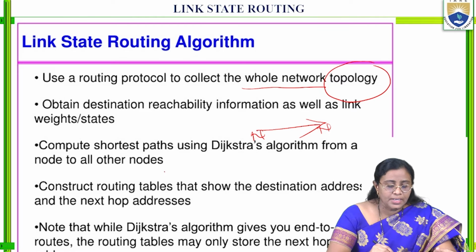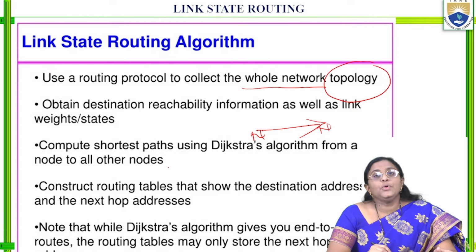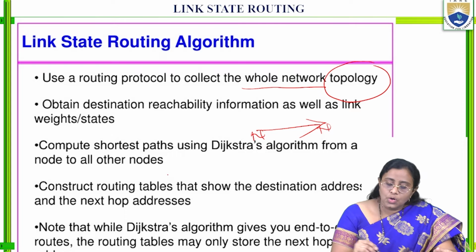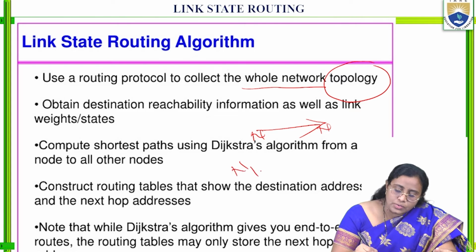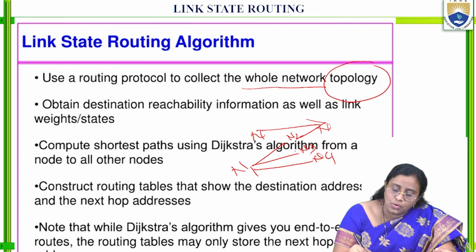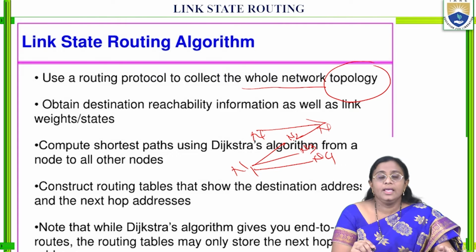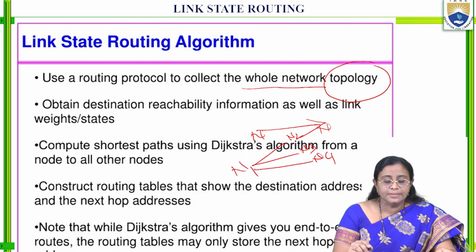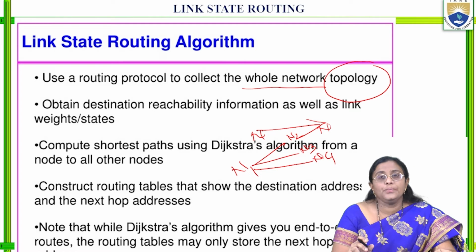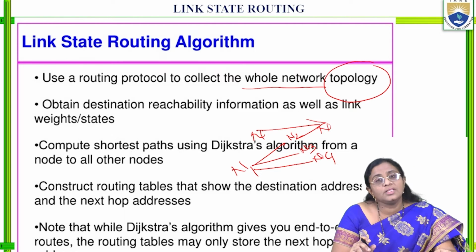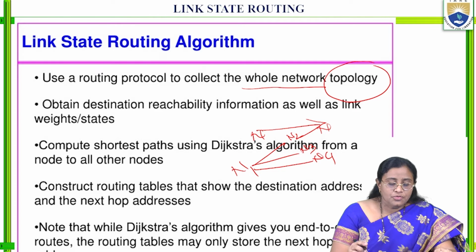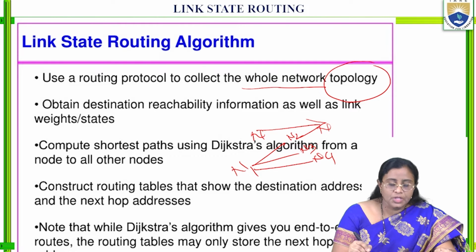And the third point, if you want to discuss: compute the shortest path using Dijkstra's algorithm from node 1 to the other nodes. Node 1 to the other nodes, that means node 2, node 3 and node 4, or from one node to another node. Simply in networking language, it is meant to compute the shortest path by means of the link state algorithm, or Dijkstra's algorithm, from one node to all the other nodes.